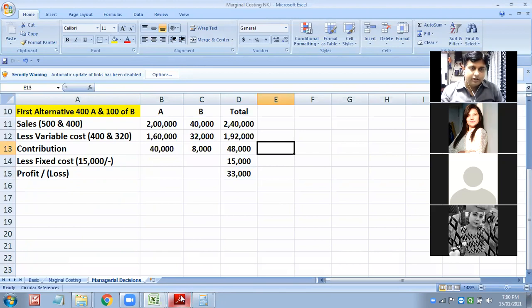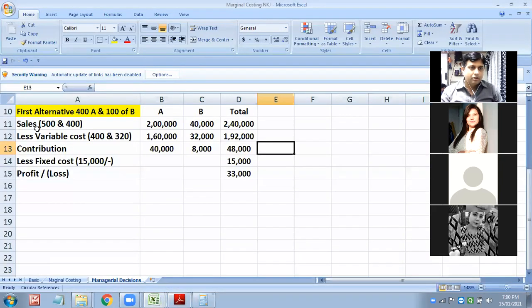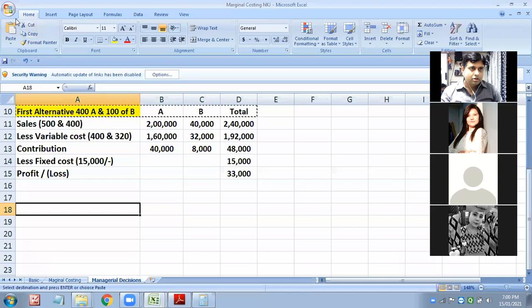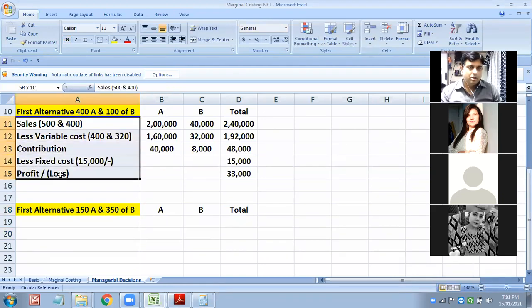So let me see whether you have understood or not. Let us go for next: 150 and 350. Get me your answer quickly.